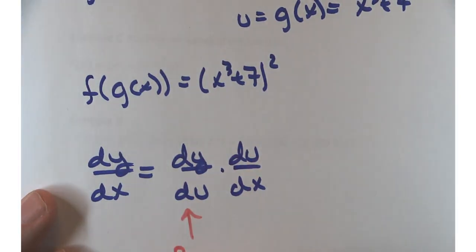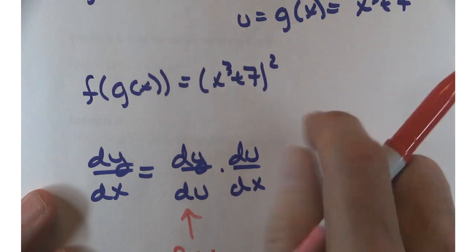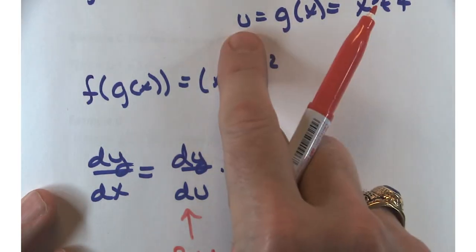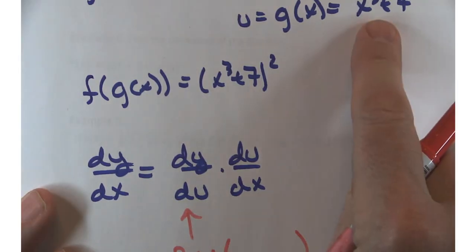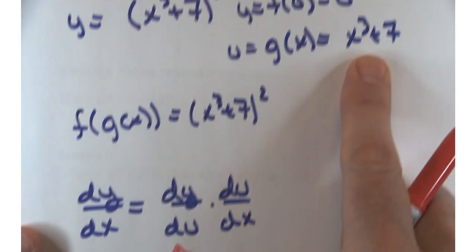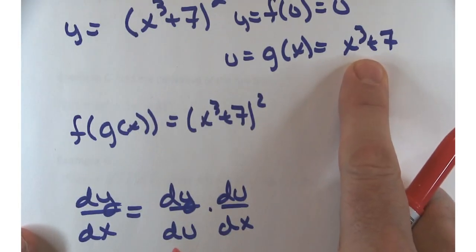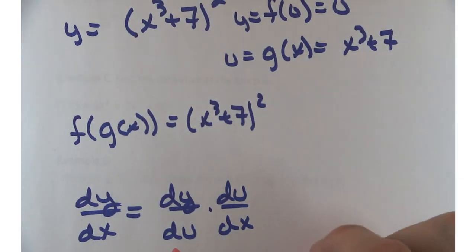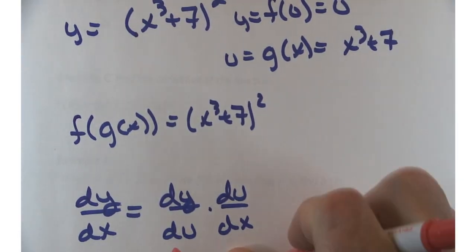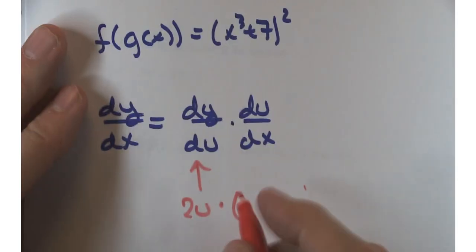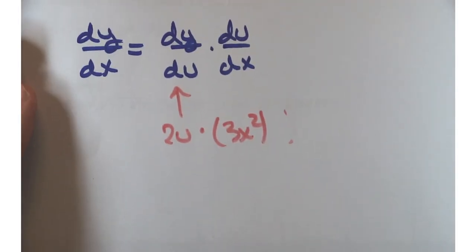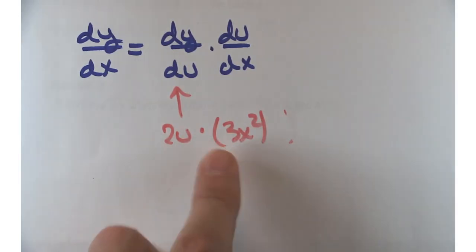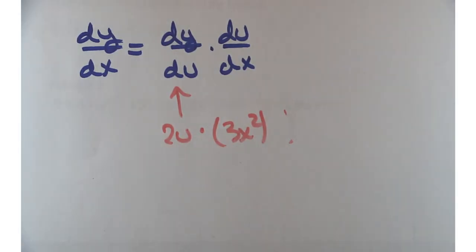2u. 2u. Nice. And now let's differentiate u with respect to x. So what's the derivative of this with respect to x? Yeah, just 3x squared, right? So 3x squared. Now it feels a little awkward to have a u and an x in this at the same time, right? So let's clean that up a little bit.